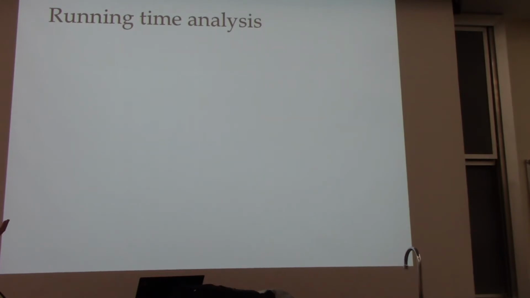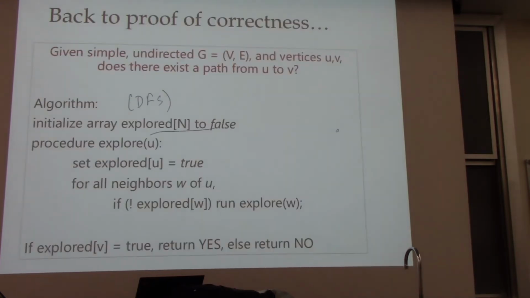Okay, I'm not going to go through this in detail because I want to get to some other stuff, but how would you analyze the running time of this algorithm? So again, this is the algorithm, right? So if you start with explored of u, you do this. How would you go about analyzing the running time?